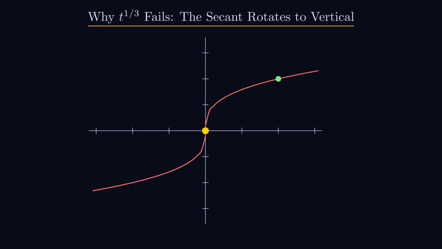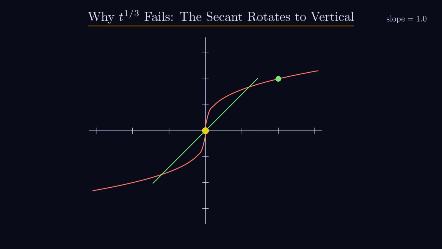The line through the origin and this second point has a slope equal to the ratio t to the 1/3 over t. This ratio equals t to the negative 2/3. The secant line is drawn from the origin to the moving point. At t equals 1, the slope is 1 to the negative 2/3, which equals 1. The slope readout confirms this.